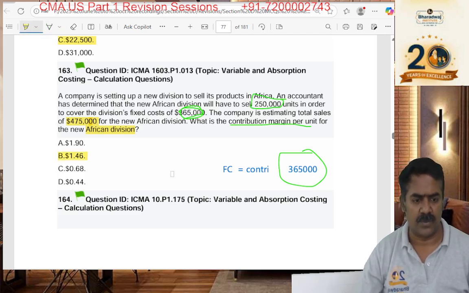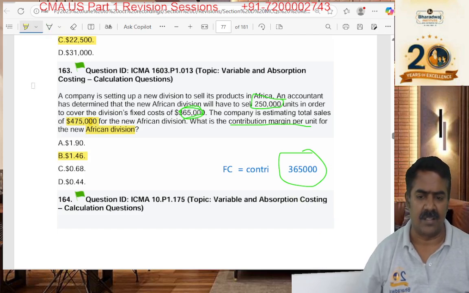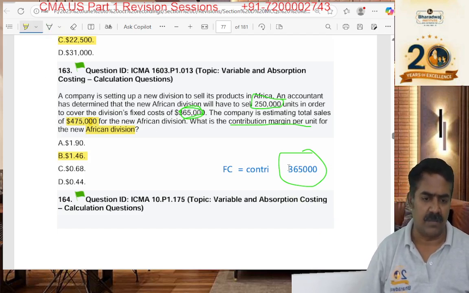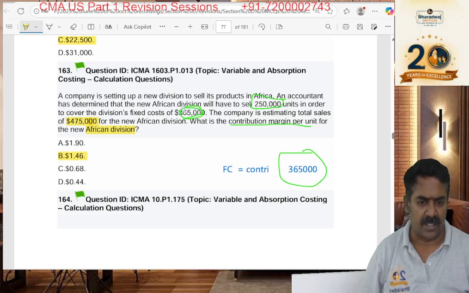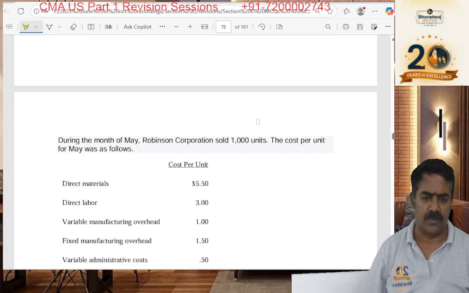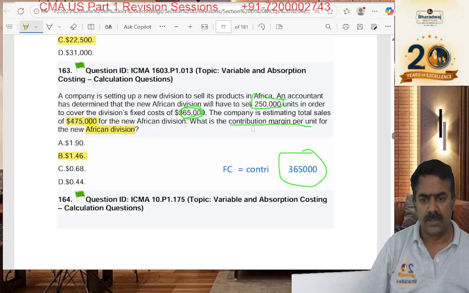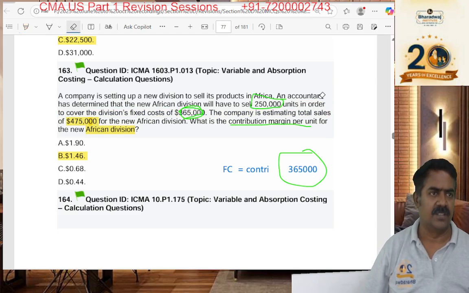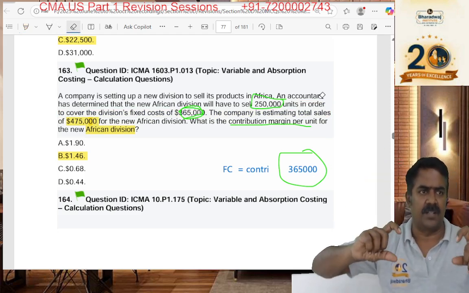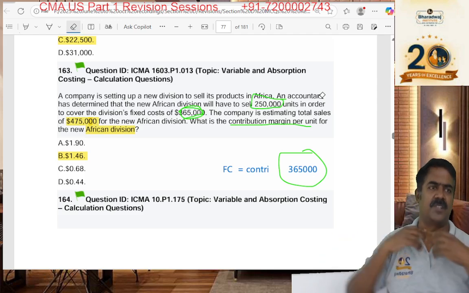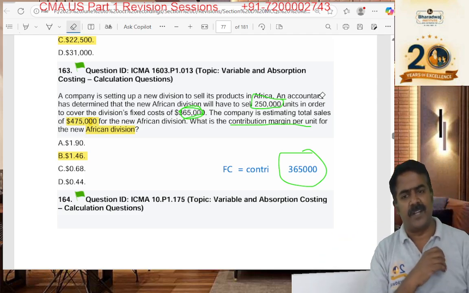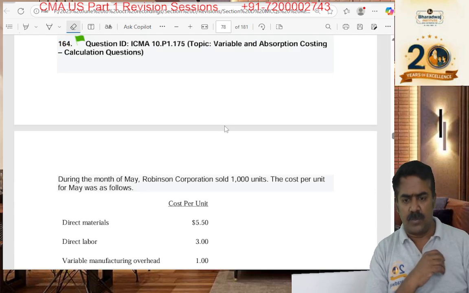1.46. Either variable cost difference between which one? Total sales and fixed cost will be variable cost divided by number of units. They want to just cover the fixed cost. In order to cover the fixed cost, what should be the contribution per unit? Which means sales minus variable cost should be equal to contribution. That is equal to what? Fixed cost. It's more like a break-even point. 164.